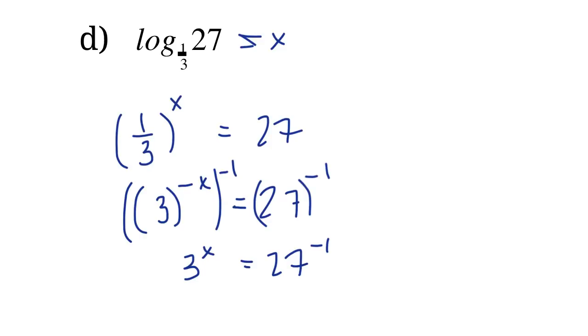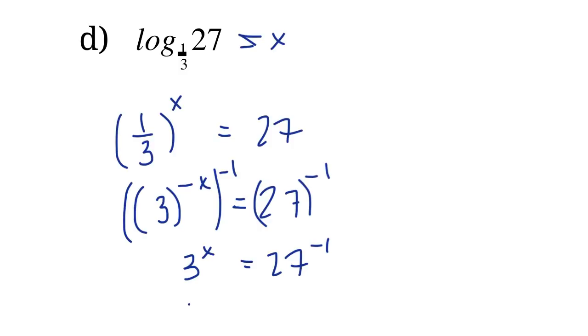So the question is, what value for x that I put in there is going to give us this, right? We know 3 to the power of what is going to give us 27? And the answer is 3. We've done that one before. So 3 to the power of what is going to give us 27 to the -1? And the answer is 3 to the power of -3, right?